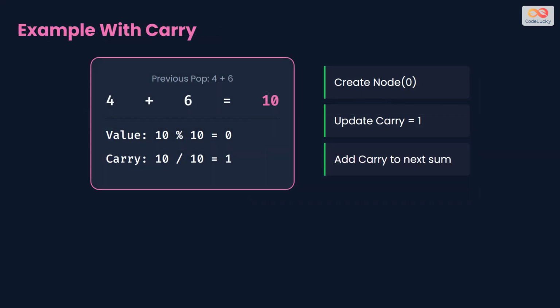Let's see what happens when numbers add up to 10 or more. Here, we add 4 and 6 to get 10. We cannot store 10 in a single node, so we keep the 0 digit for the current node, and we set the carry to 1. This carry will be added to the next sum in the next iteration.